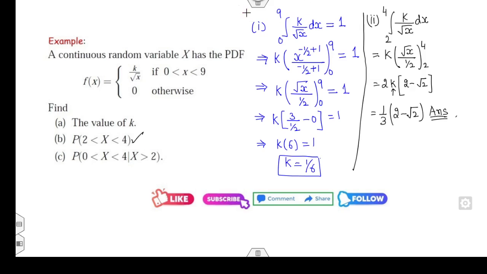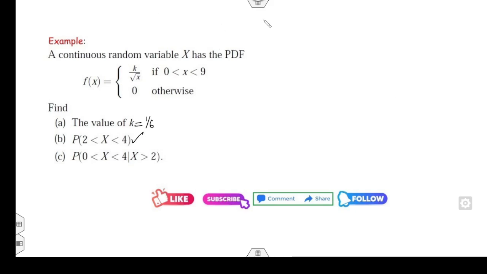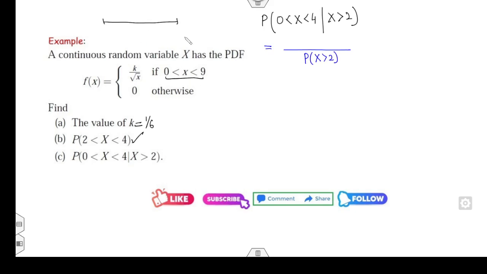Now you can see it's a conditional probability. Fine. What is the value of k? K is my 1 over 6. Again, how can you write the conditional probability? I can write for you: x less than 4 given x greater than 2. So first of all, you can write as the denominator x greater than 2. Now look at the domain. Domain is my 0 to 9. Fine. Now look at the number x greater than 2.